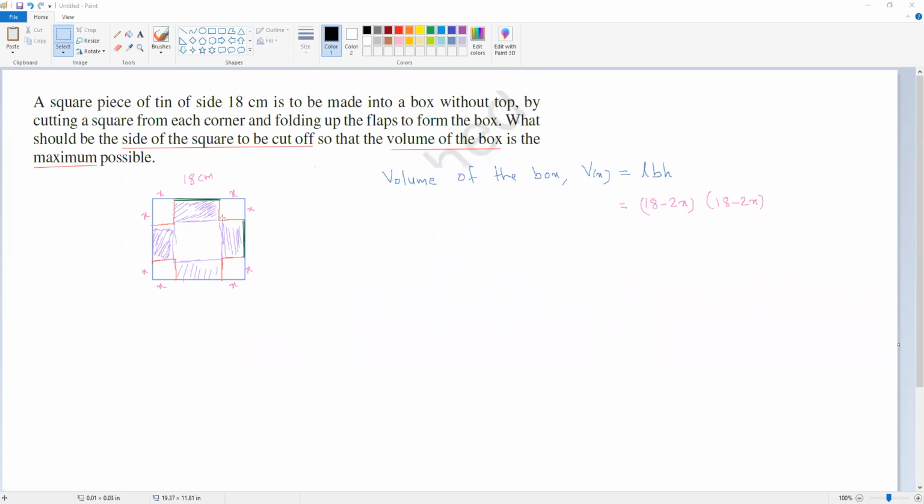This will become the height here. That will become, when you fold it up, the height. So height is equal to x. So here you got all. I told you yesterday, sometimes you may get the formula in terms of more than one variable.